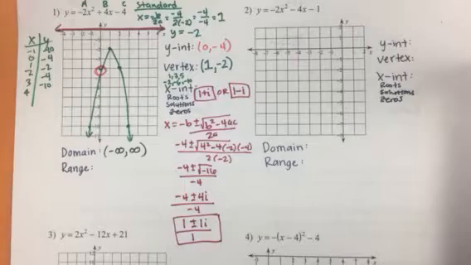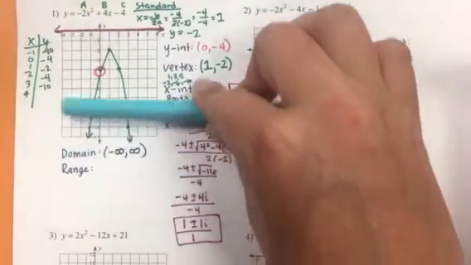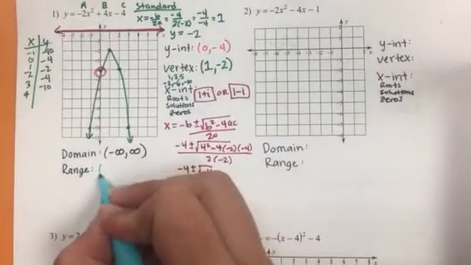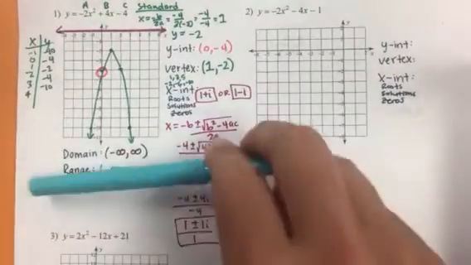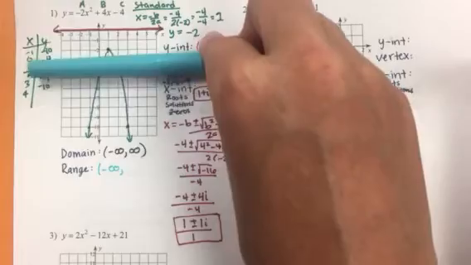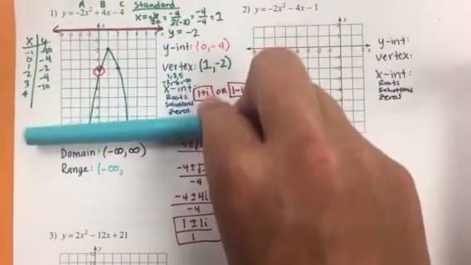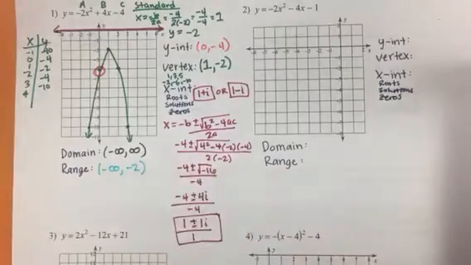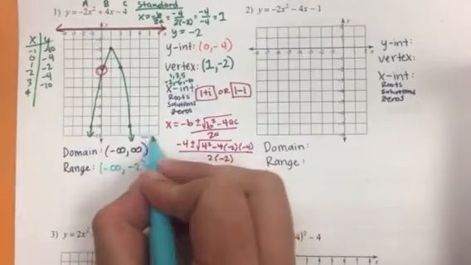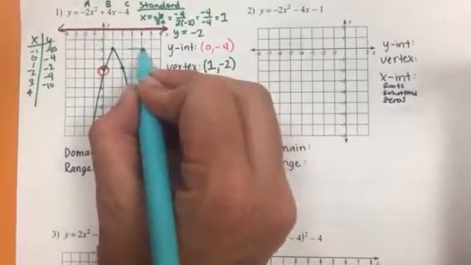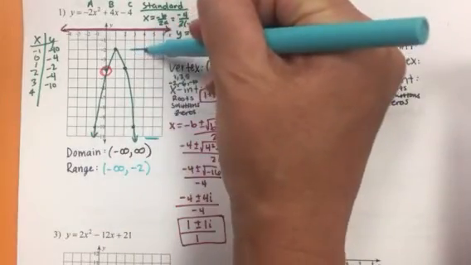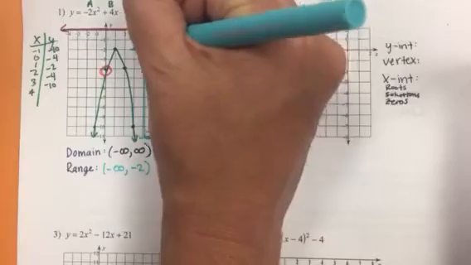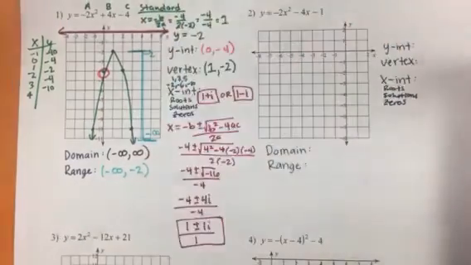Now the range, as I scan my graph up, my graph starts at negative infinity and it stops at negative 2. So my range is from negative infinity to negative 2.